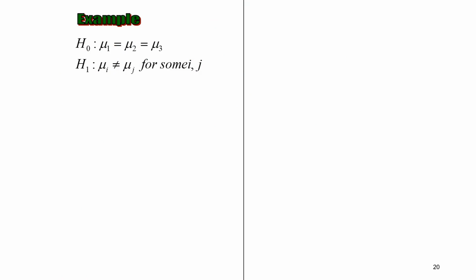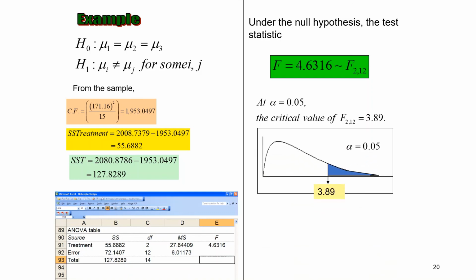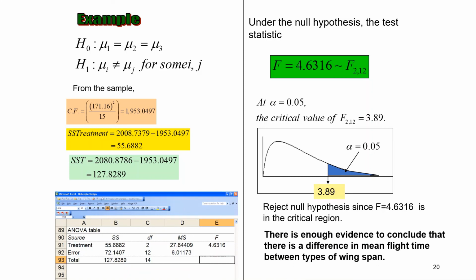Putting all the information together. At alpha 0.05, the critical value is 3.89. We reject the null hypothesis since the test statistic is inside the critical region. Conclusion: there is enough evidence to conclude that there is a difference in mean flight time between types of wingspan.